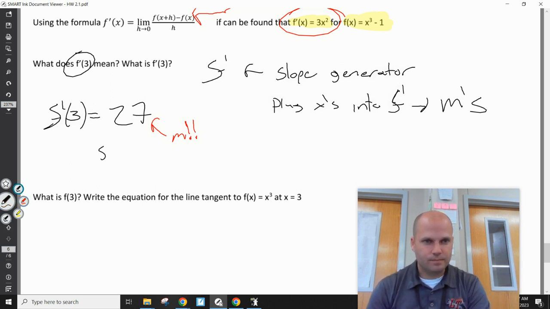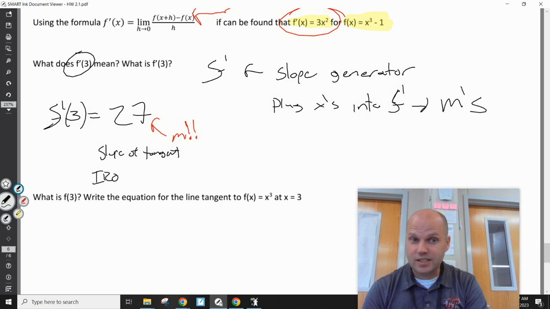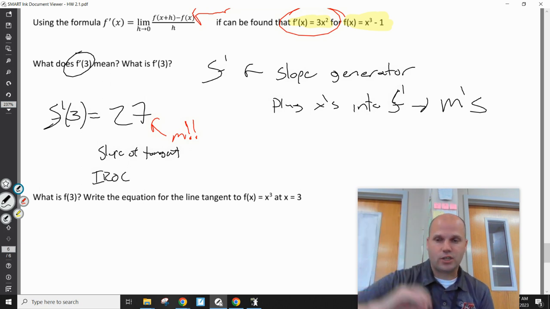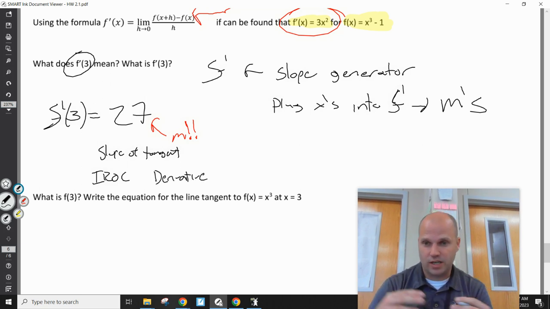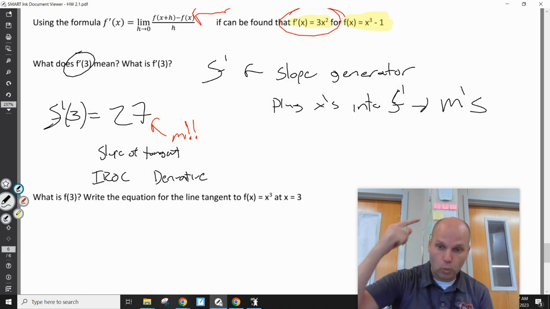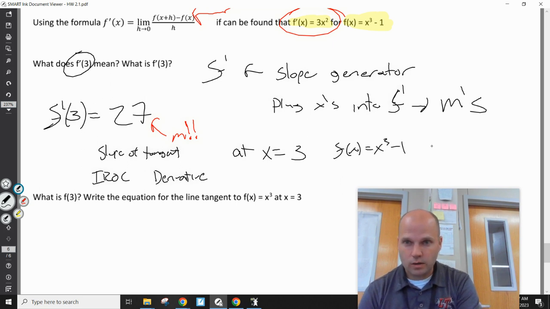We could say it's the slope of the tangent. That's one meaning. We could say it's the instantaneous rate of change of x cubed minus 1. That's the second thing. We could say it's the derivative. But don't say derivative because you don't know what that really means until we've done it enough. Say it's the slope of the tangent, which gives you the instantaneous rate of change. You could say at x equals 3, f of x, which is x cubed minus 1, increases 27 y's per x.